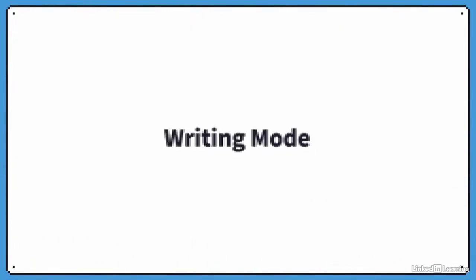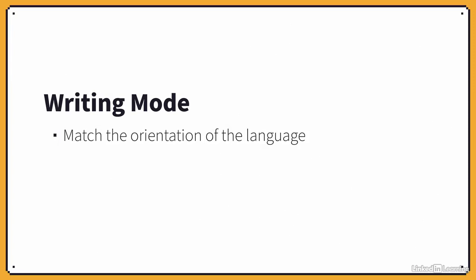So far, our work has focused on left to right horizontal text. But what happens if our text has a different orientation, like vertical text? This is where the writing mode property comes in. Writing mode may be used with orientation of each language, or it may be used for decorative purposes. Let's look at each of the writing modes individually.